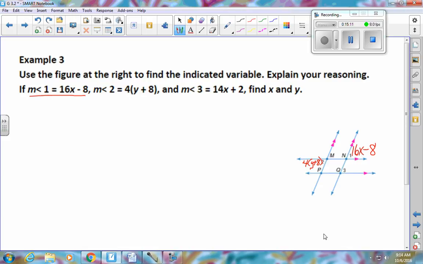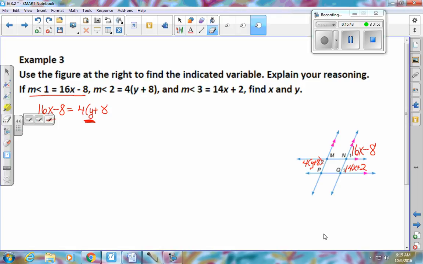And lastly, angle 3 is 14x plus 2. One thing you have to be careful about is if there are two separate variables, you can't just set them equal. We see that 1 and 2 are a very special pair. They're an alternate exterior angle pair. But if we set angle 1 equal to angle 2, we run into 16x minus 8 equals 4 times y plus 8. We will get stuck with the y and the x. That's not going to help us, so we don't want to do that.